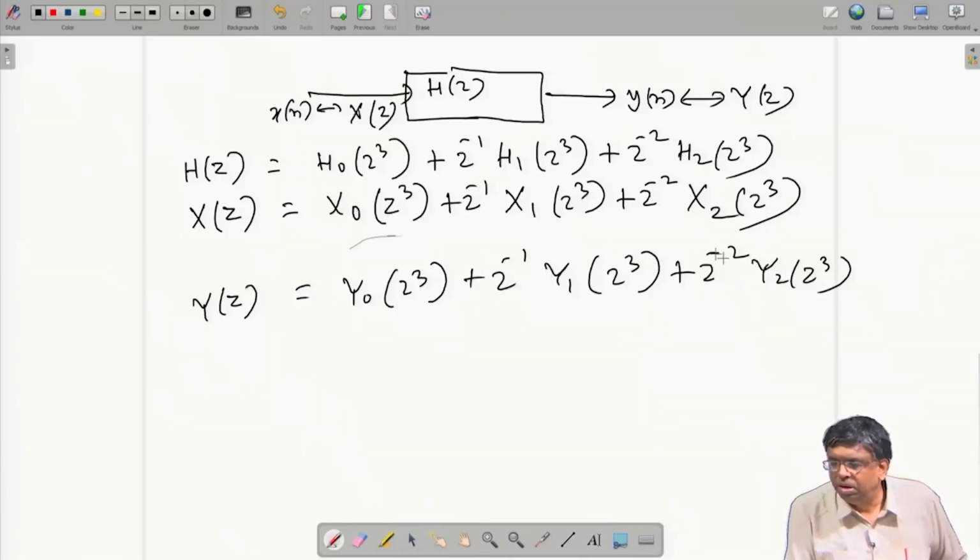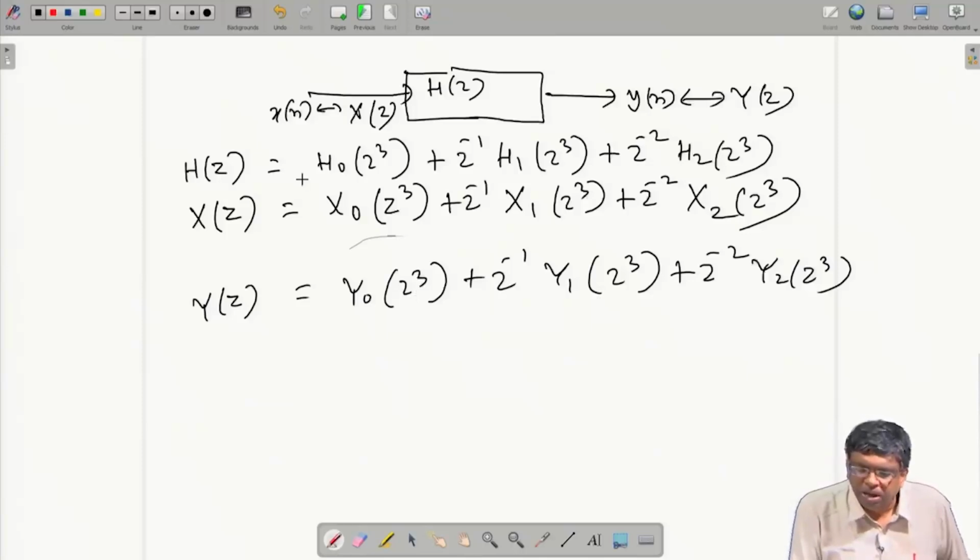Then out of the remaining terms, z to the power minus 2 should be common, and the remaining parts should be a function of z to the power 3 again. So, they will come here. Thereby, I will find out what is y 0 z to the power 3, what is y 1 z to the power 3, what is y 2 z to the power 3. If I multiply h z and x z, I will get like this.